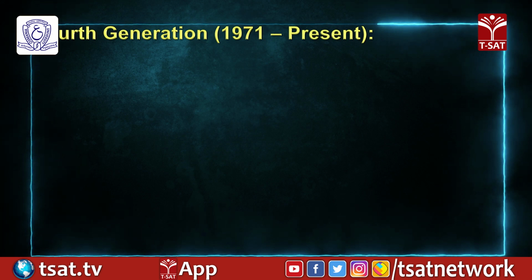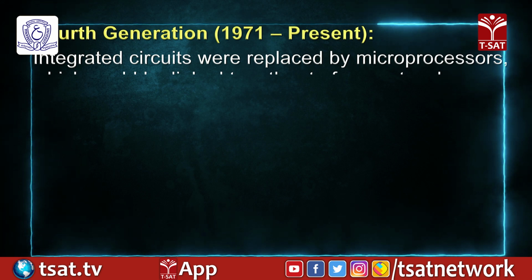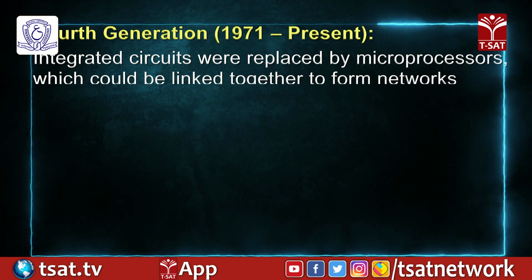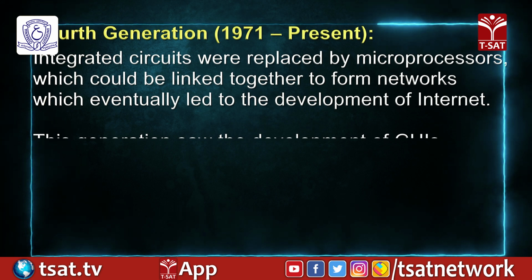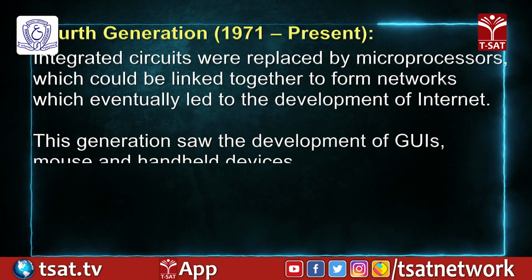And then the fourth phase came. That phase is from 1971 till now, in which integrated circuits were replaced by microprocessors which could be linked together to form networks, which eventually led to the development of the internet. This generation saw the development of GUIs, mouses and handheld devices.